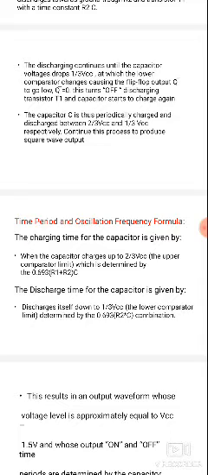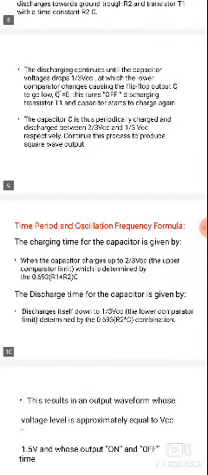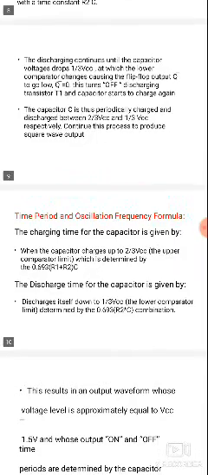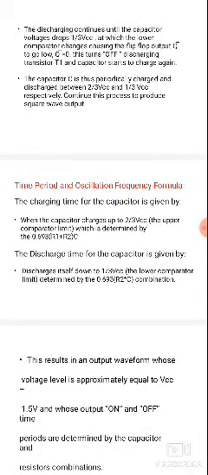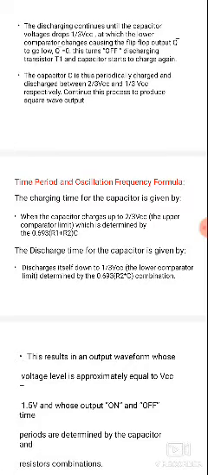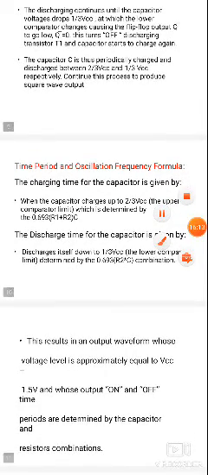Next, it drops from 2/3 VCC; when it is more than 2/3 VCC, the output changes from high to low state. Low to high state: the capacitor is charging through the R1 plus R2 resistors and discharging through the R2 resistor. The capacitor function is only charging and discharging.